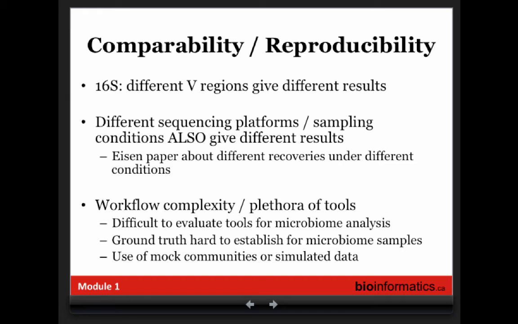Okay, the next issue has to do with comparability and reproducibility of the experiment. 16S, as I mentioned, is about 1600 base pairs long, and your reads are only about 250 base pairs long, so you can't sequence the entire 16S gene directly, and therefore people focus on different hypervariable regions or V regions. There have been studies, both from the HMP project and other groups, that have shown that different V regions can give different taxonomic results. One of the reasons is that these different V regions actually evolve at different rates as well.